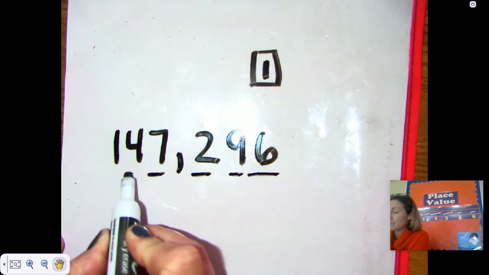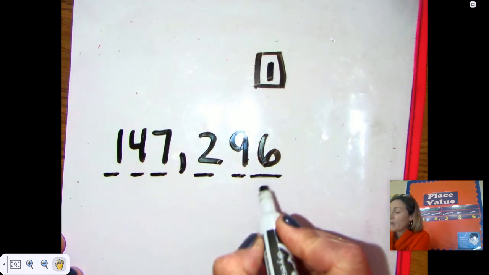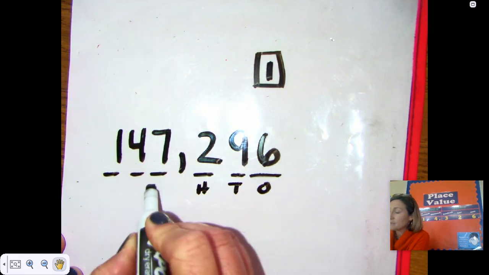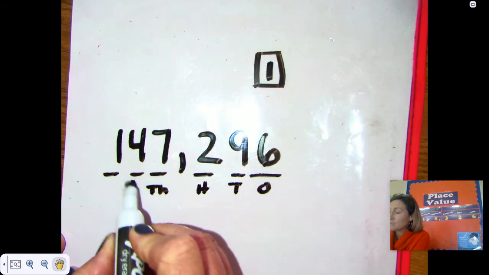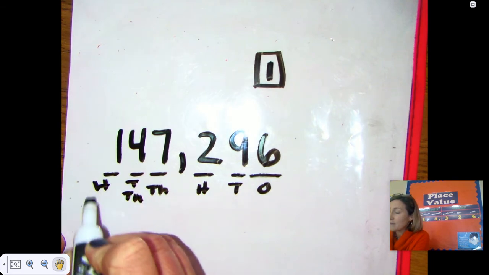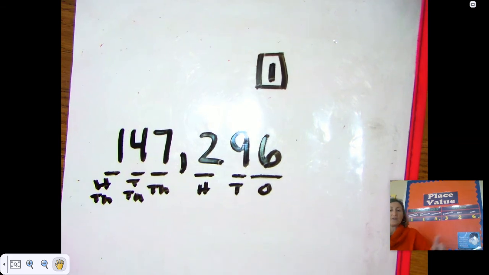If we had it right just like this, we could just go ahead and underline it. We could write ones, tens, hundreds, thousands, 10,000 and 100,000. We're just labeling the place value spots, just like on our place value chart.